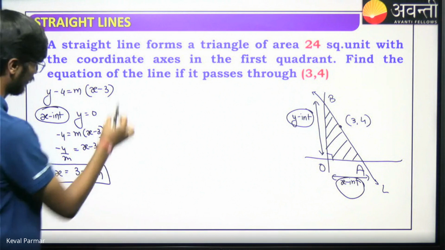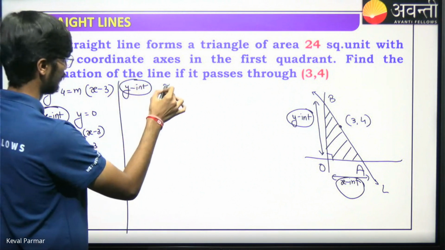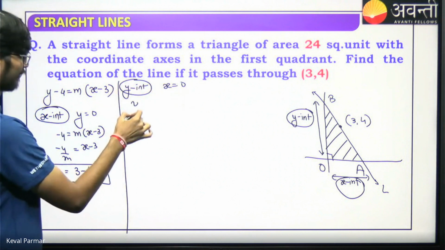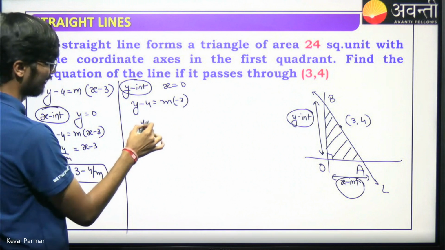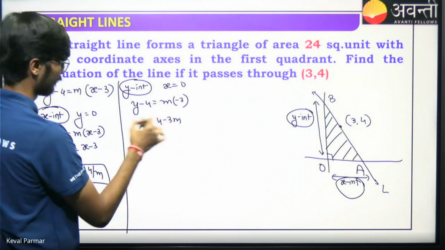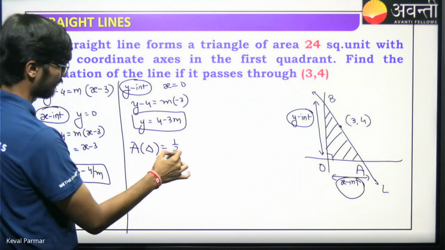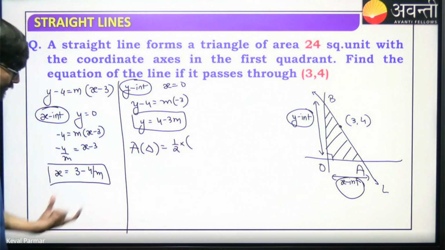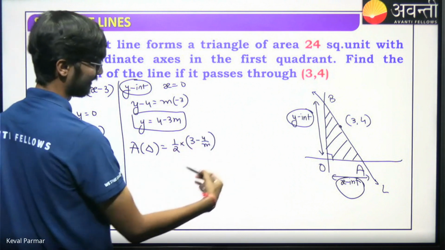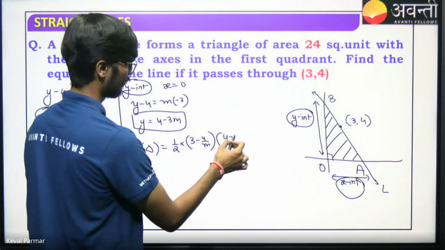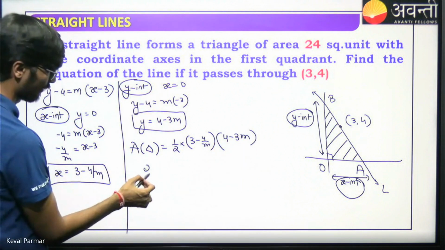Let's try to get the y intercept. So put x equals 0. So I'll get y minus 4 equals m into minus 3. That means y equals 4 minus 3m. What is the area of the triangle, guys? Area of the triangle is half into base, which is 3 minus 4 by m, the x intercept, into height 4 minus 3m, and area is given as 24.